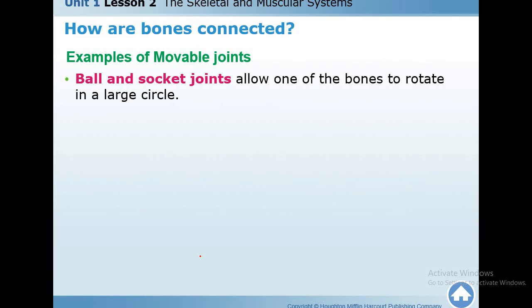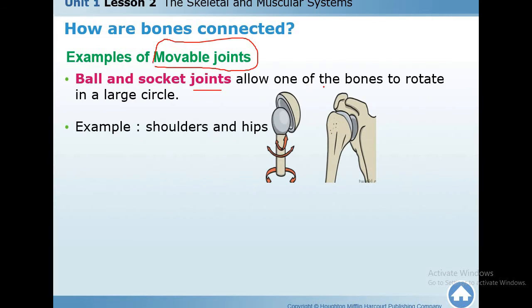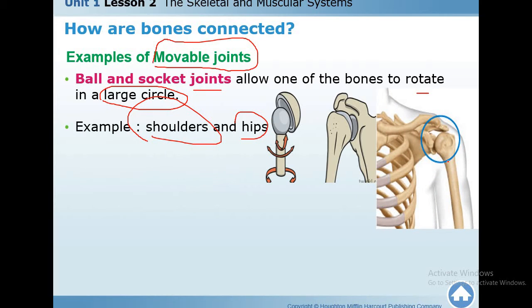We have different types of movable joints. First type is called ball and socket joints, that allow one of the bones to rotate in a large circle, like the joints found in the shoulder and hips. Look here, this joint in the shoulder is called a ball and socket joint, that allows this bone to rotate in a large circle.